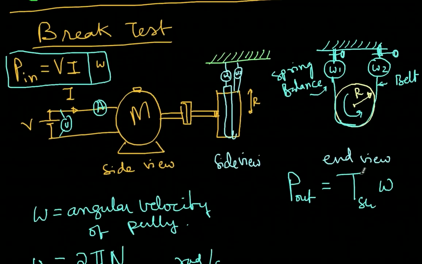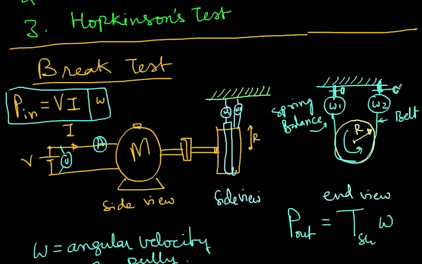Let me go to the diagram. Now, if I use this particular screw and tighten this particular belt. Right now it is rotating at the speed of 950 RPM. If I tighten the belt, what is the consequence? Because the belt is tightened, more load is coming on this particular motor. That means more braking effect is there. That's why it is called brake test. Therefore, the rotor will slow down, so the omega will reduce.